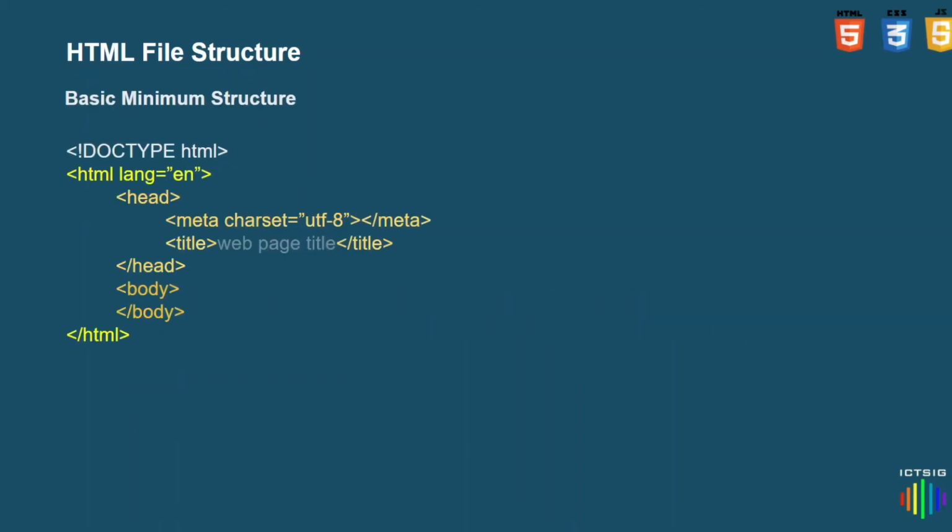So in summary, the minimum file structure of an HTML file shall contain the document declaration, the language declaration as an attribute to the HTML element, a meta element specifying the UTF-8 character set, and a title. Of course, you have to include the body as well.